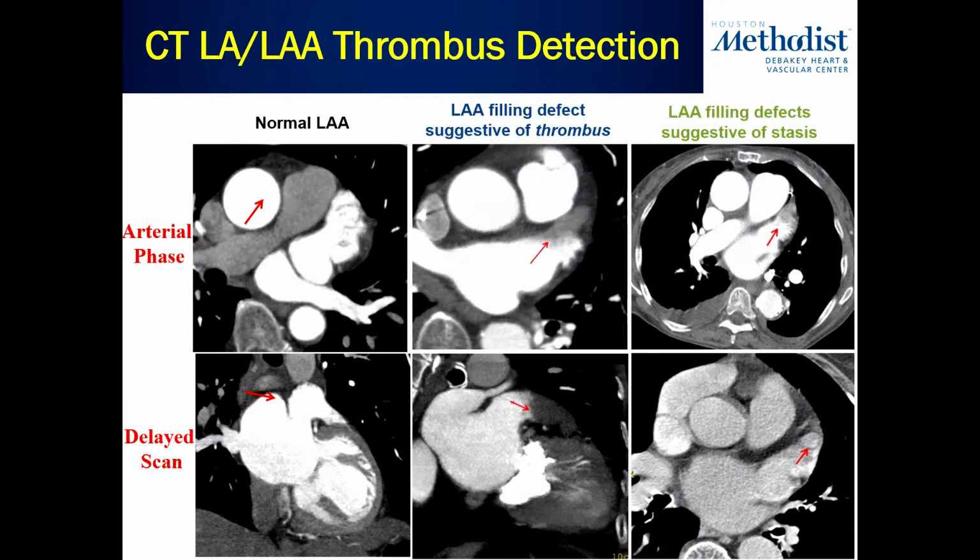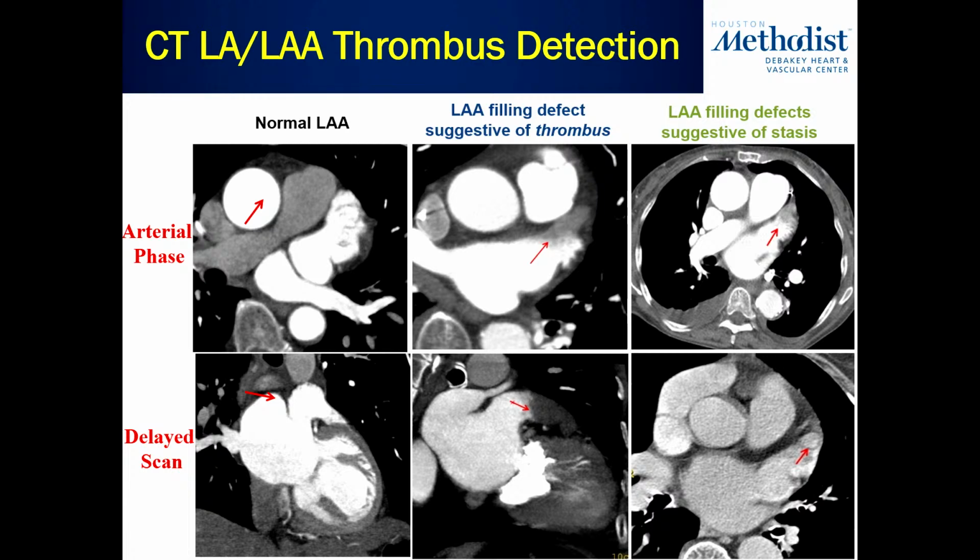We can also, with CT, look for thrombus, specifically left atrial appendage thrombus. We have specific protocols for this. What you need to do is you have the first pass perfusion images, which we'll call the arterial phase in the top set of images, and then we'll do a delayed set of images afterwards.